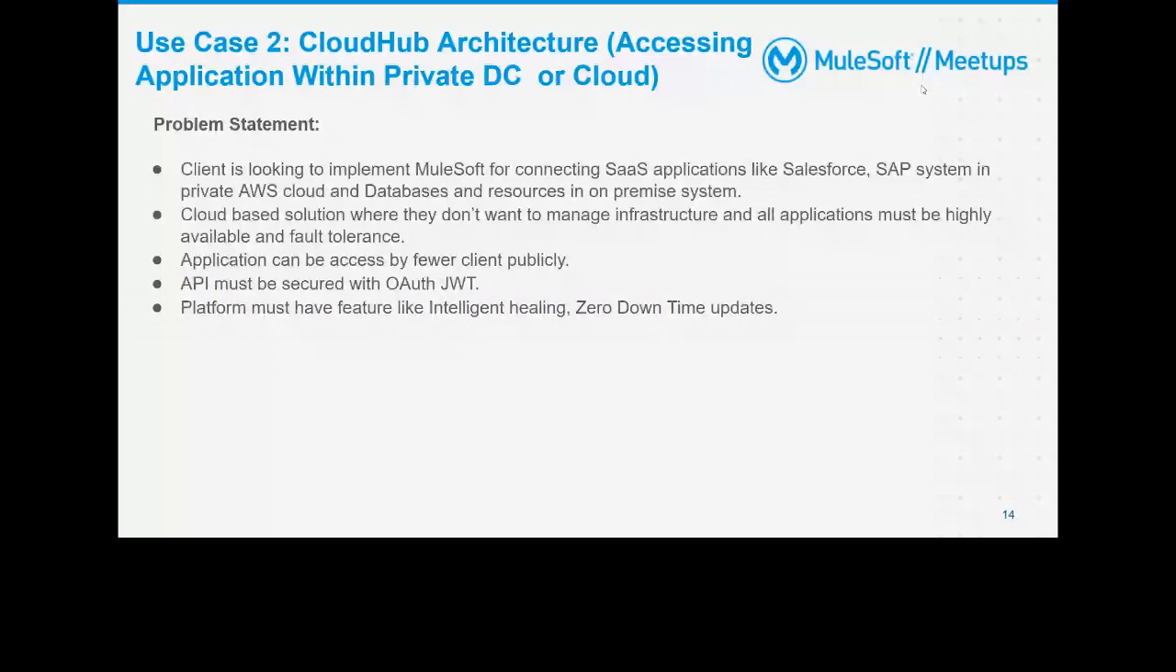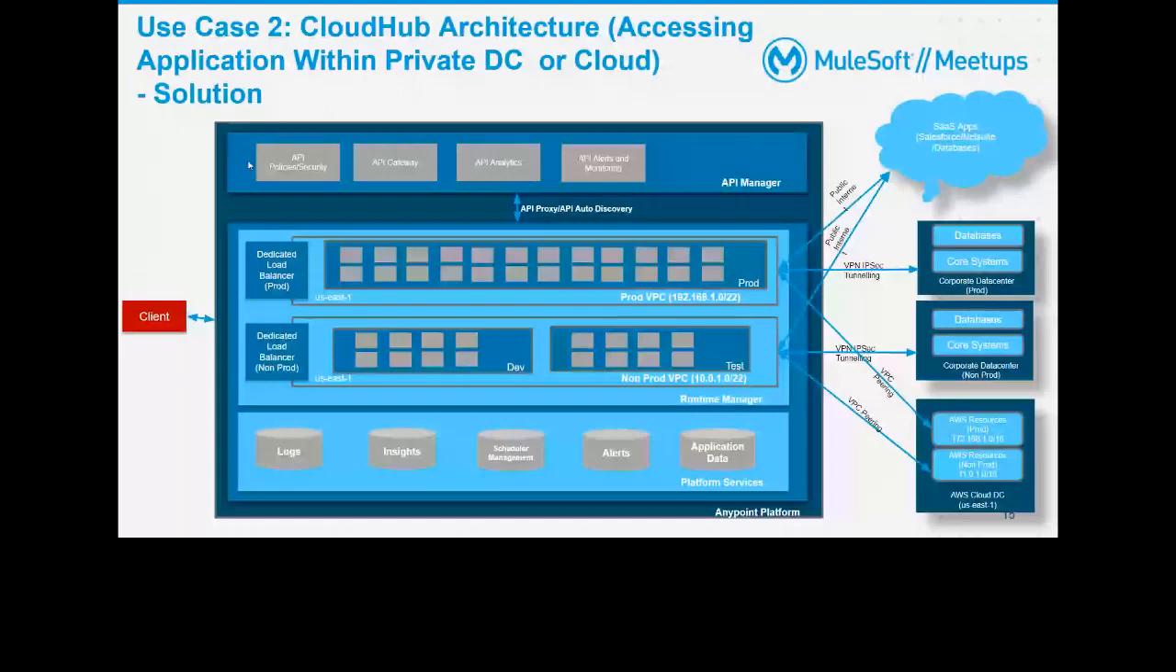So generally, what will happen? First thing, I want to enable OAuth JWT policy. I will definitely use the API Manager where I can apply the JWT validation policy, and I can connect Runtime Manager and API Manager using API proxy and the API Auto Discovery. That is one of the requirements.